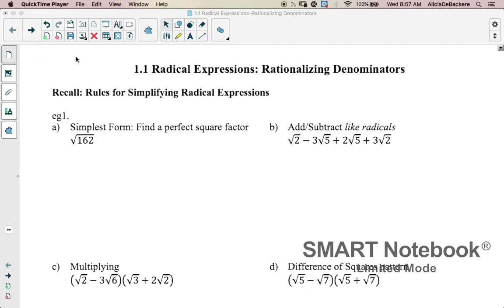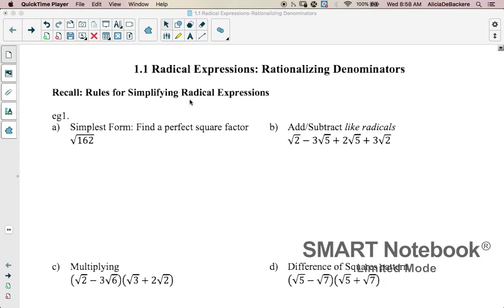All right, welcome to lesson 1.1. We're looking at radical expressions, and we're going to be specifically looking at how to rationalize the denominators. You have taken a look at this before, so we're going to take a look first at rules for simplifying radical expressions in general, and then we're going to look at how we rationalize denominators in advanced functions, and then we're going to look at how to rationalize binomial denominators.